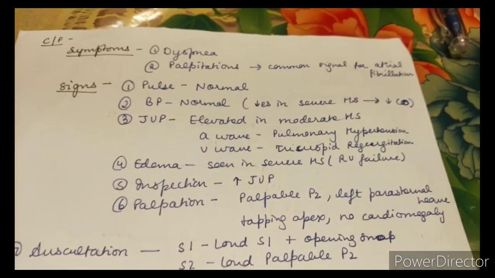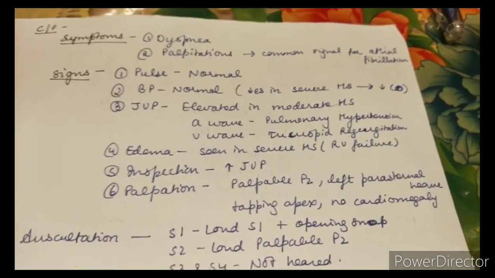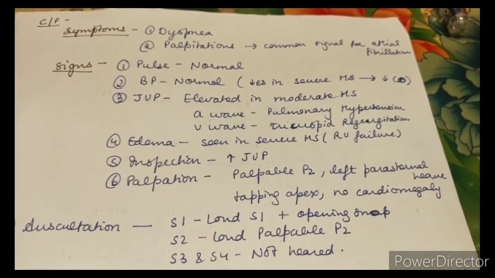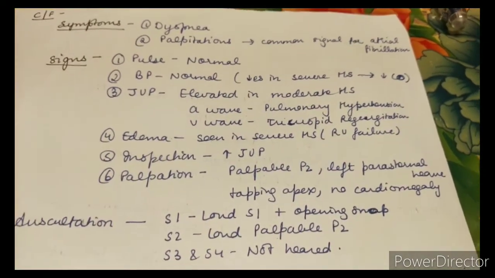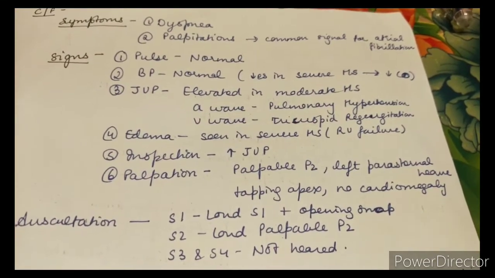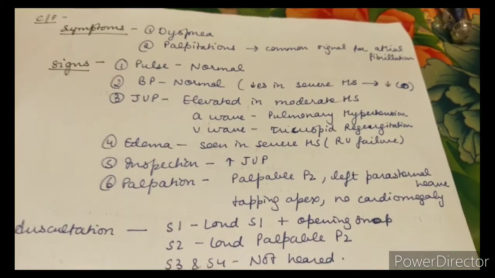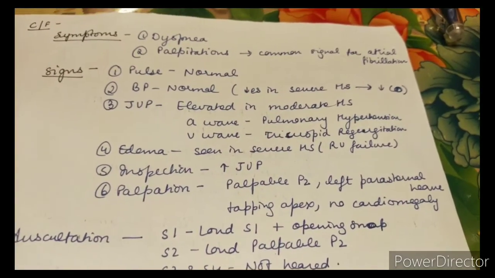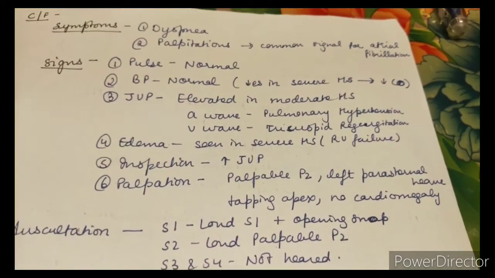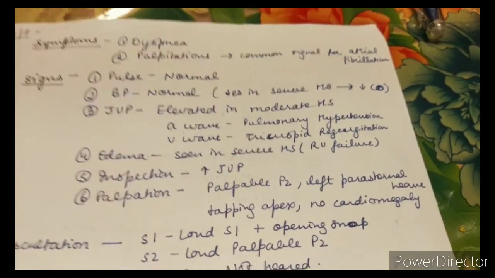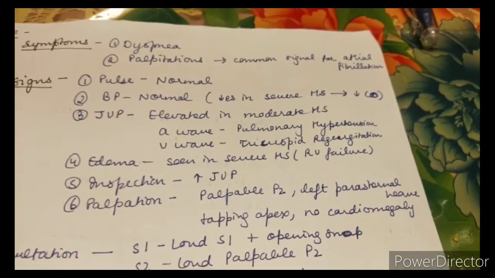Now let's come on to the clinical features. The most common presentation is dyspnea. When you are asked about dyspnea, you will be asked about the NYHA grading of dyspnea. The NYHA grading goes like this: grade 1 is dyspnea when you do a heavy level of exercise, like you run a lot or do some heavy weight lifting, then you get dyspnea, that is grade 1.